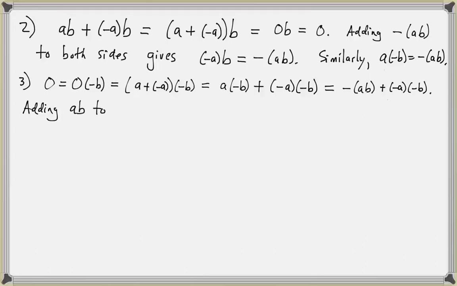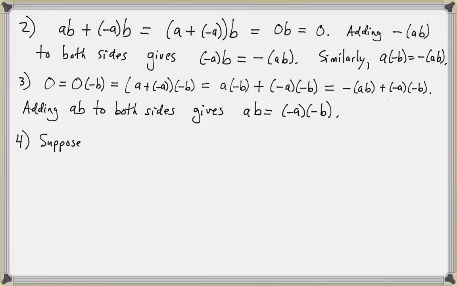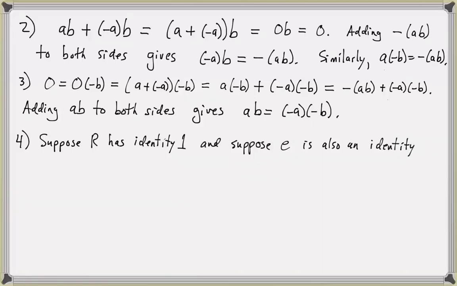So adding AB to both sides gives AB equals negative A times negative B. And finally, the fourth property. Suppose R has identity 1. And let's suppose E is also an identity. So to show that 1 is unique, we need to show that E equals 1.